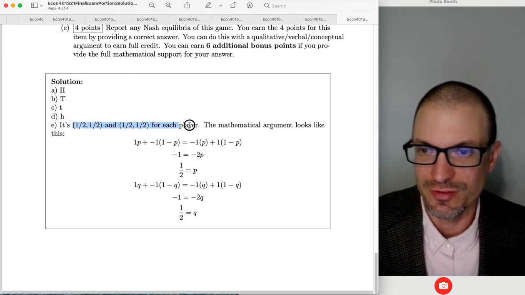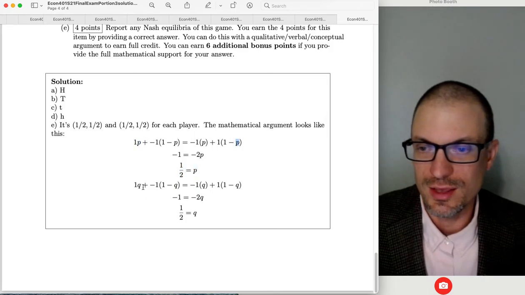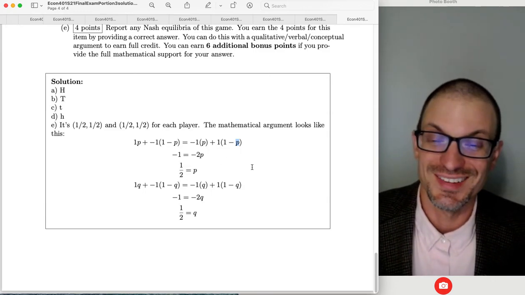Yep, 1/2, 1/2 for each player. And then here's the mathematical argument. Again, when we're finding mixed strategy Nash equilibria, the players are selecting the weighting they put towards each of their 2 strategies so as to keep their co-player indifferent.